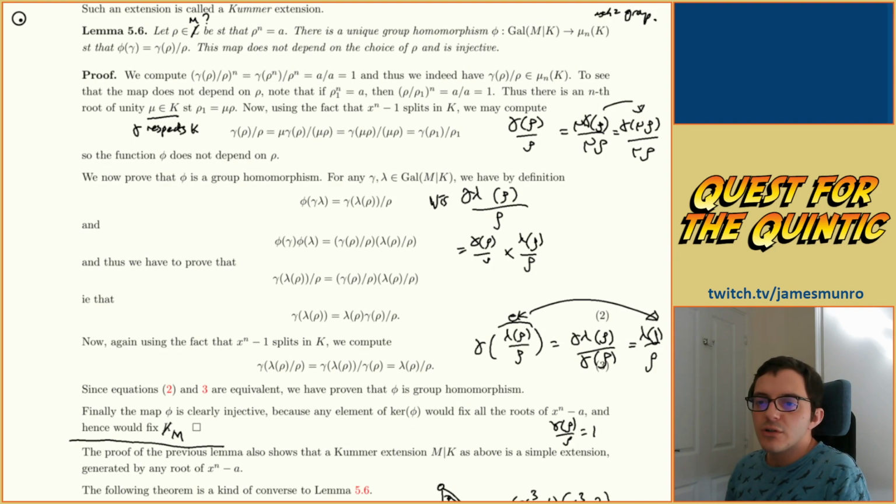And if it goes to the identity, then independent of rho, because these things are equal, independent of rho. So you look at the action on rho, you look at the effect on rho of your gamma, comparing it to rho where it started. How much rotation has it done? That's what phi does. It looks at gamma and says, how much rotation are you doing?